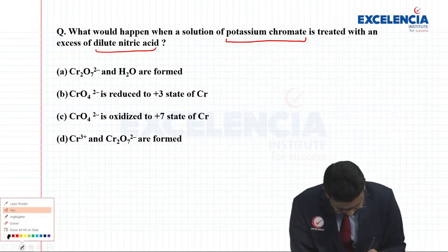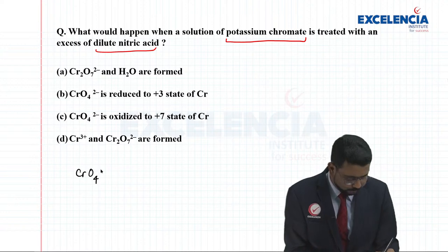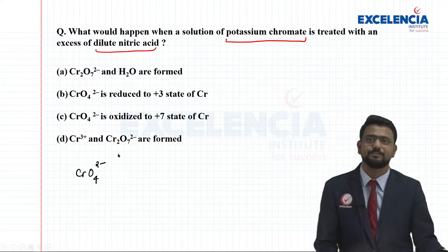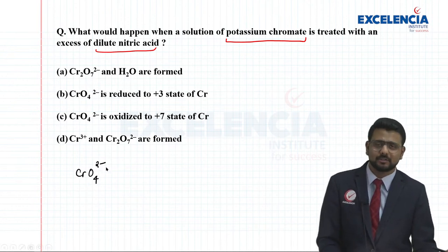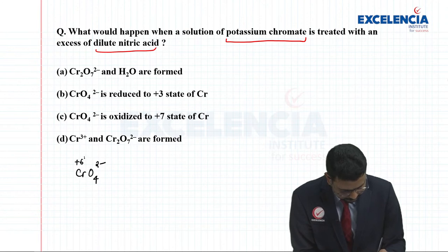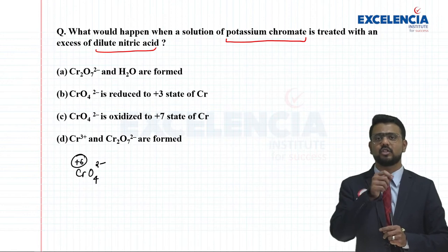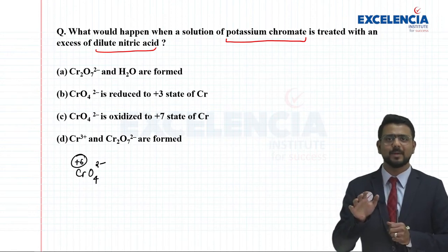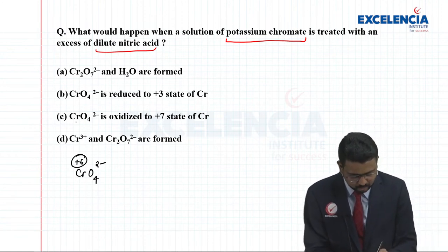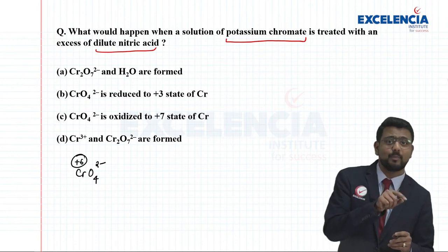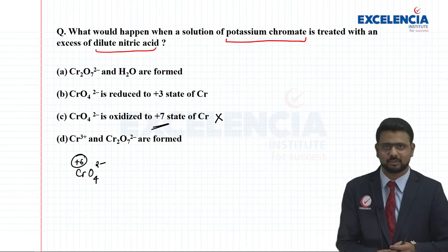Now we know that potassium chromate is nothing but CrO4 2 minus, right? And in this CrO4 2 minus, the oxidation state of chromium is plus 6. Now, can we say that oxidation state here is plus 6, which is the maximum possible oxidation state? So one thing is very much clear, that chromium cannot get further oxidized here. So option C, CrO4 2 negative is oxidized to plus 7 state of chromium. This is definitely not correct, because chromium will never exist in plus 7 oxidation state.